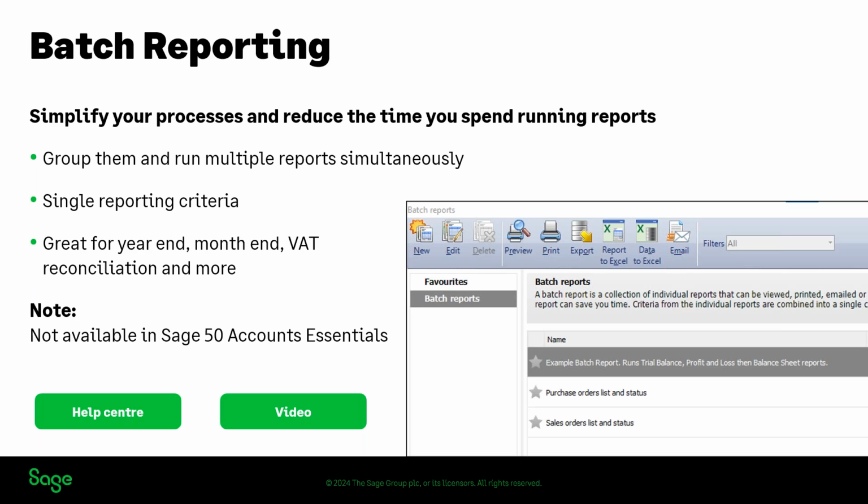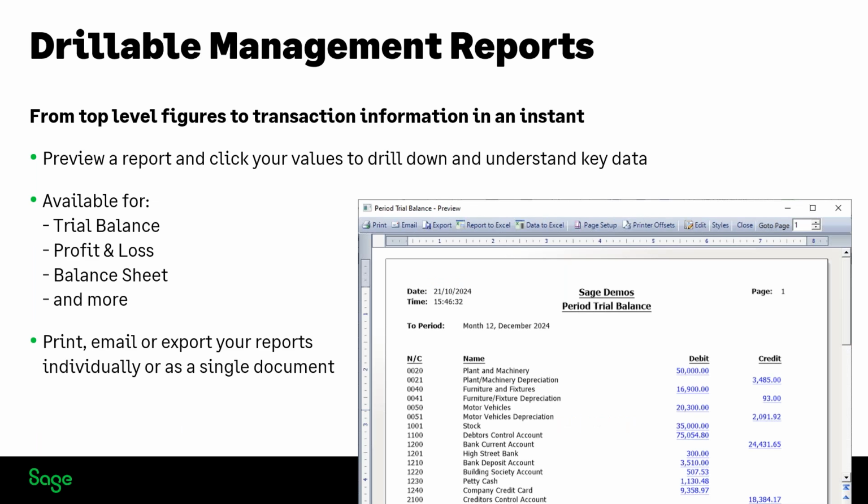Now, sticking with that theme of batch reporting, if I go on to my next area, it's going to stick with management reports. Now, this is something that's available for everyone, what we term drillable management reports. And this enables you, when you preview your management reports, to get from the top level figures, so your trial balance figures, or your sales figures or your profit and loss, to get from those figures, you can very quickly get down to transaction level information.